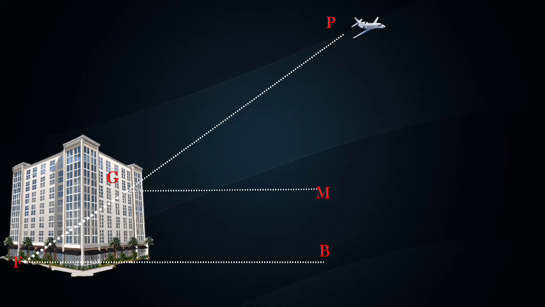For the person standing at point F, FB will become the horizontal view. When they are looking at the plane, angle MGP.